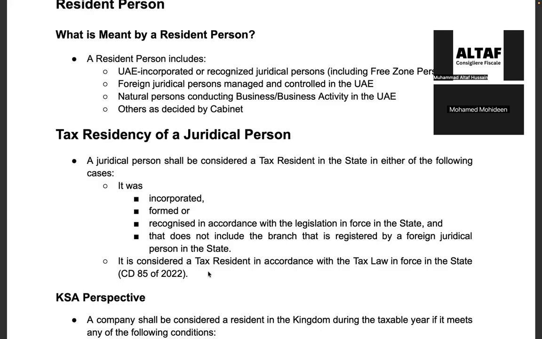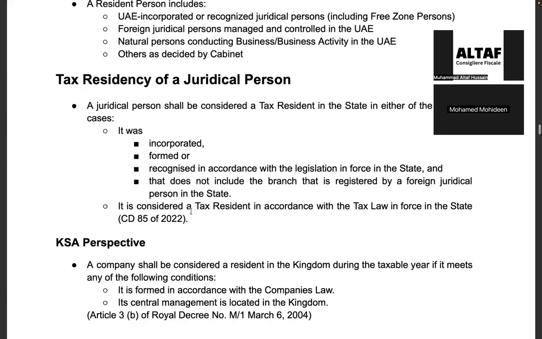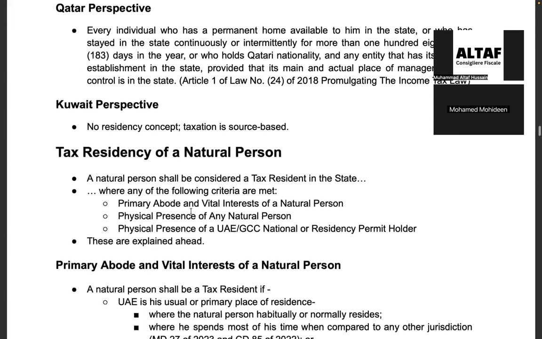That does not include the branch that is registered. It is considered a tax resident in accordance with the tax laws in force in the state, which is Federal Decree Law number 47, this law that we are studying. So, if these conditions are met, then a legal person shall be considered a tax resident of the UAE. But that was for a legal person. But what about a natural person?